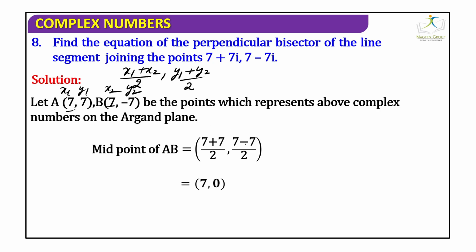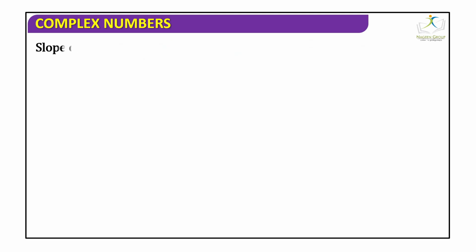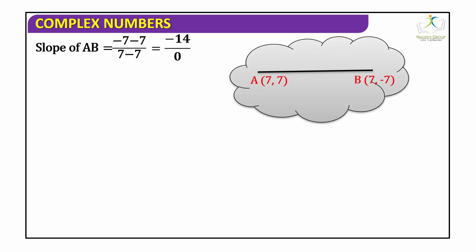So this will be 7 comma 0. Now if we have slope, we can find out the slope also, that is -7 by 7 minus 7, which is equal to -14 by 0. ये कैसे आया? y2 minus y1 by x2 minus x1. Now we have a point, एक point A है, एक point B है. आपको फाइंड आउट करना है क्या?